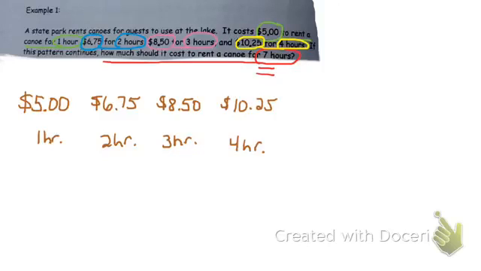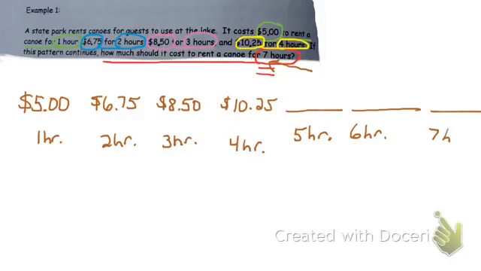I don't know how much it is for 5 hours, and I need up to 7. So I'll put a blank for 5 hours. Another blank for 6 hours. My final blank will be for 7 hours, and that's the one I need to figure out. How much will it cost for 7 hours? So I'll take this sequence that I wrote and I'll move to the next page to figure out the work.